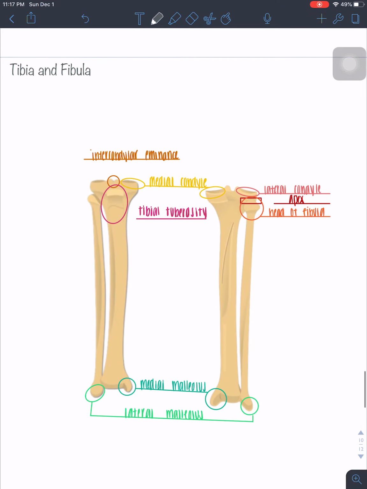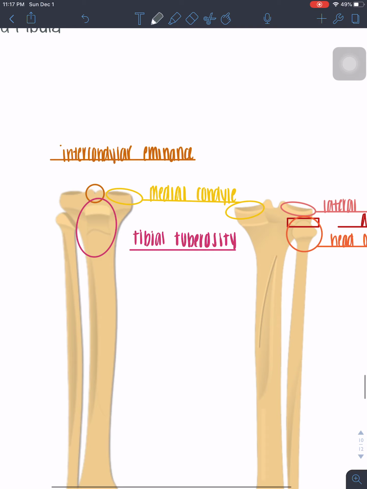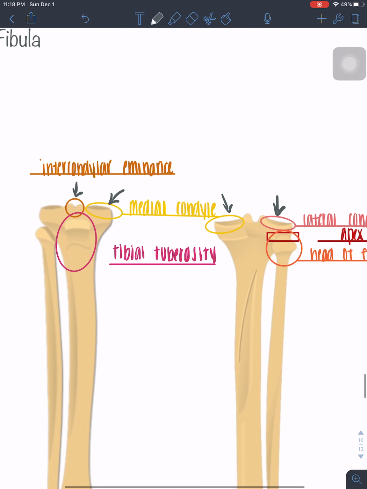Next, we have the tibia and the fibula. Now, for the tibia and the fibula, here there is an intercondylar eminence. And we also have the medial condyle and lateral condyle. Once again, medial condyle, lateral condyle. And that's what makes it so easy to remember the intercondylar eminence that is located right there.